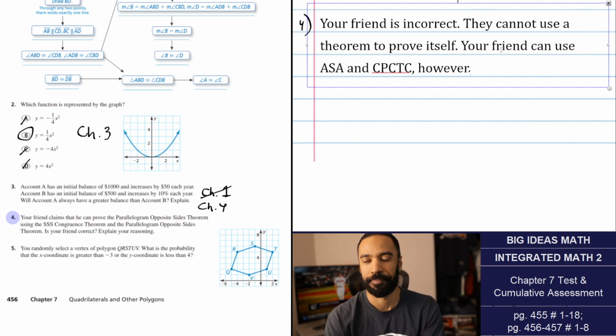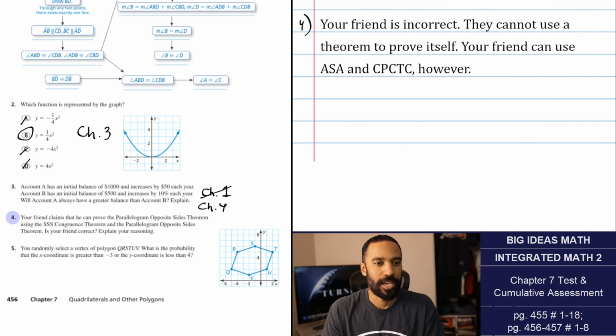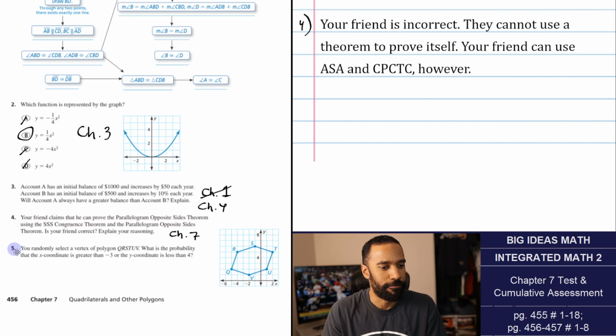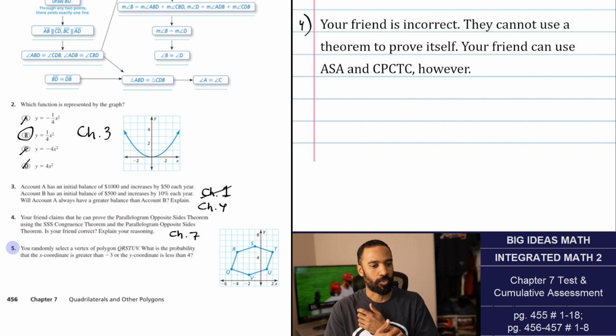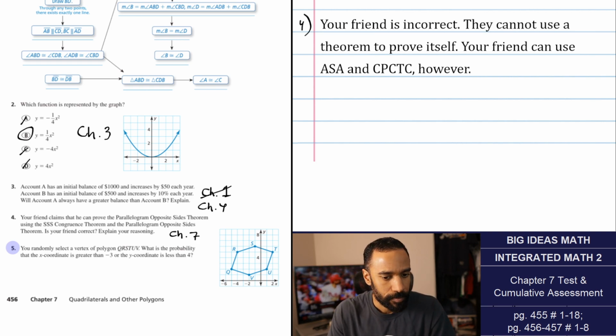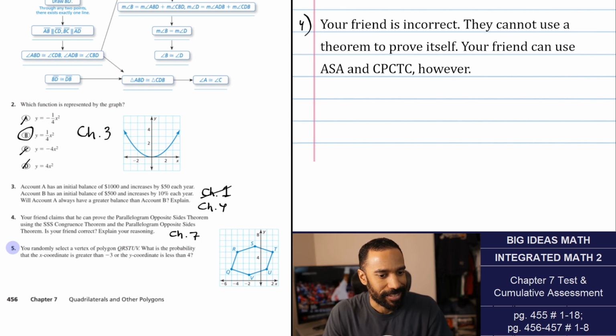So basically that. That's out of this chapter, chapter 7. Okay, number 5. You randomly select a vertex of polygon QRSTUV. What is the probability that the x-coordinate is greater than -3 or the y-coordinate is less than 4?